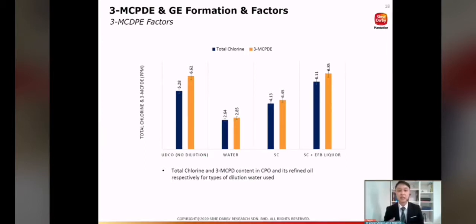However, we tested different sources of dilution water, which are sterilizer condensate and also sterilizer condensate with EFB liquors. We found that there's an increase of the chloride contents as well as the 3-MCPDE after the dilutions. That's why we need to be careful when we select the type of water we use for the dilutions. Next.